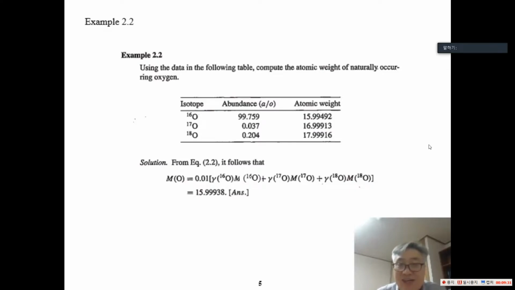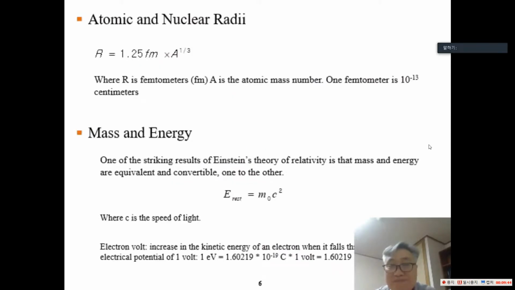Now, atomic and nuclear radii. The plural form of radius is radii, right? So this radius is 1.25 femtometer multiplied by the cube root of A, A to the one third. So this is the radius of the atom.